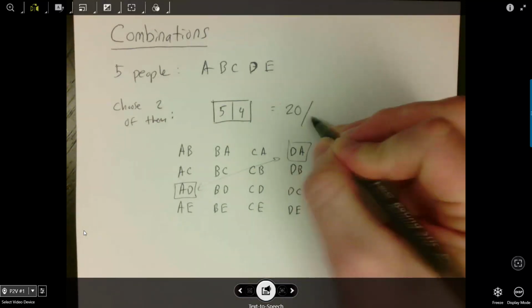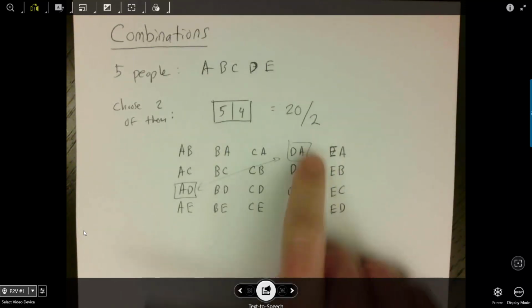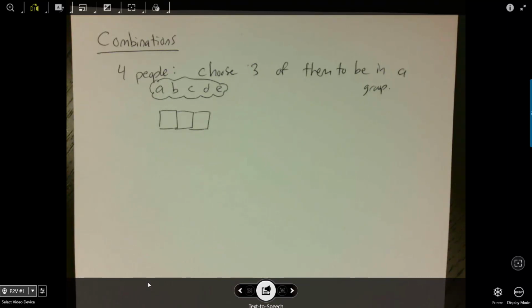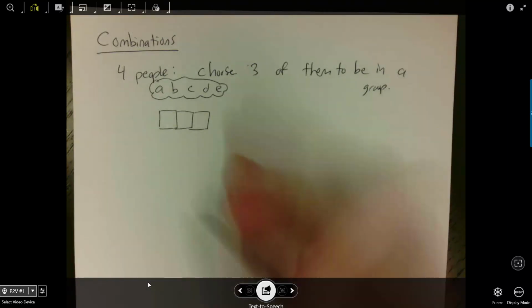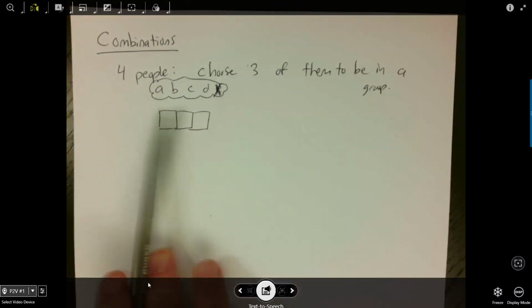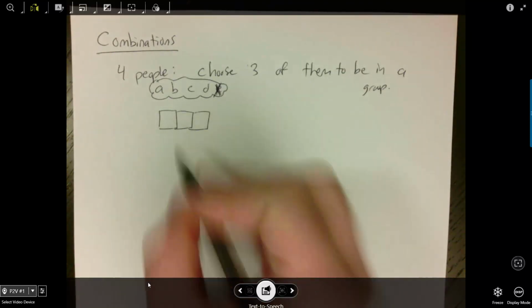So instead of 20, I've got to divide by the total number of ways that I could have chosen that group. We're hoping to find a general pattern here, so let's try another problem. Let's say there's 4 people. Oh, bye-bye, Mr. E. There's 4 people, A, B, C, D, and we're going to choose 3 of them to be in a group. So again, let's approach it the same way.